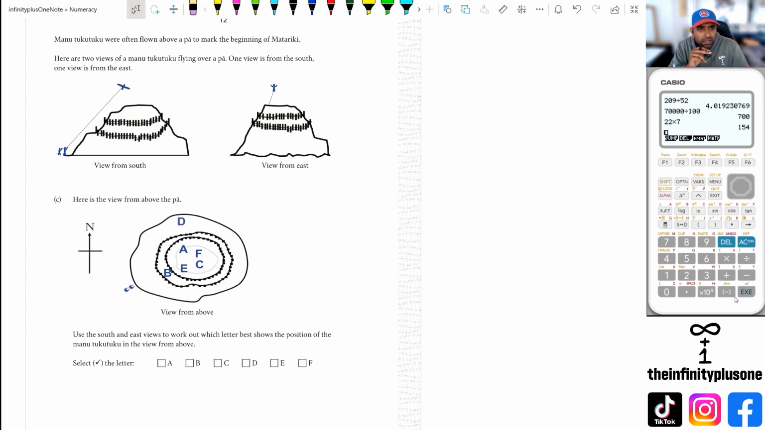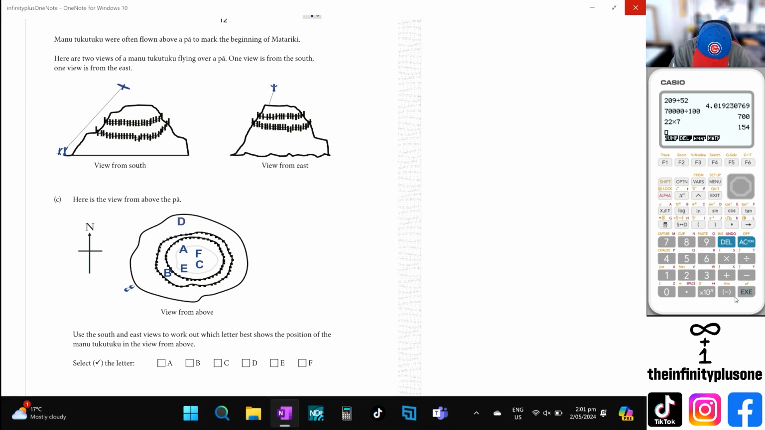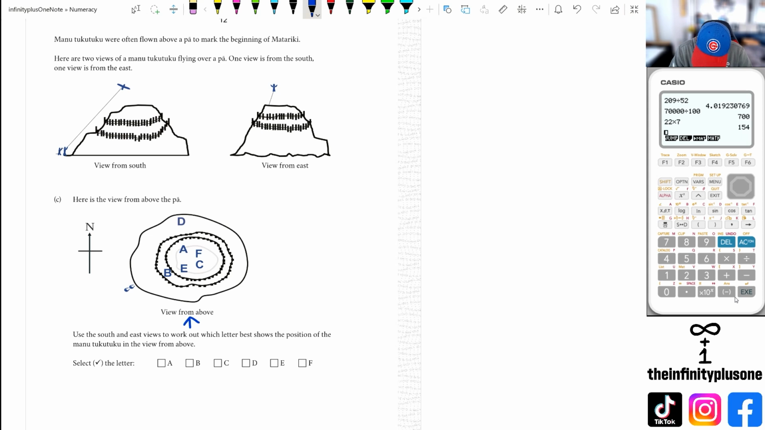Finally, looking at question C here. We've got a flying the kite from Matariki. Here are 2 views of the Matariki flying over a pā. One view is from the south, one view is from the east. So from the south, we're looking at it this direction. So this is the south direction, and then this is the east direction. And I guess we're trying to figure out where the position of the Mana Tukutuku is from the view above.